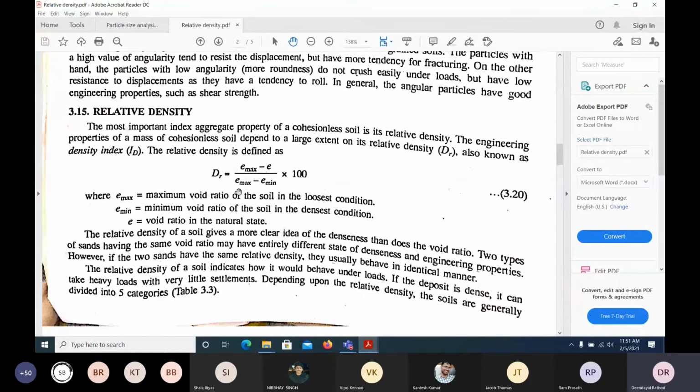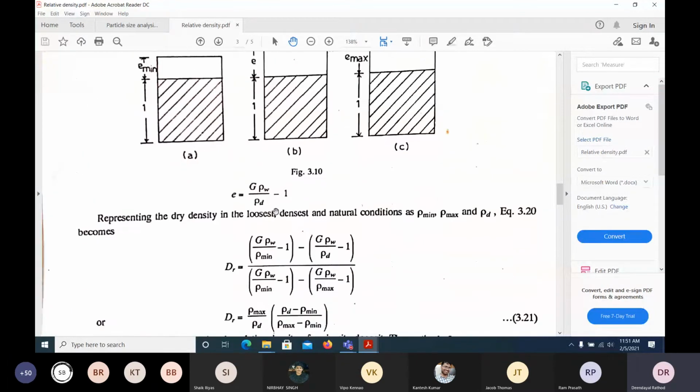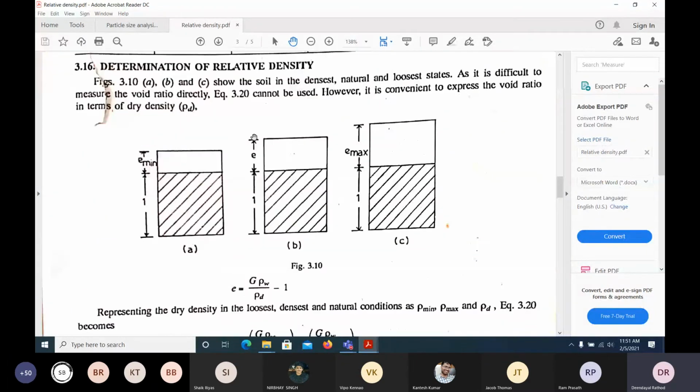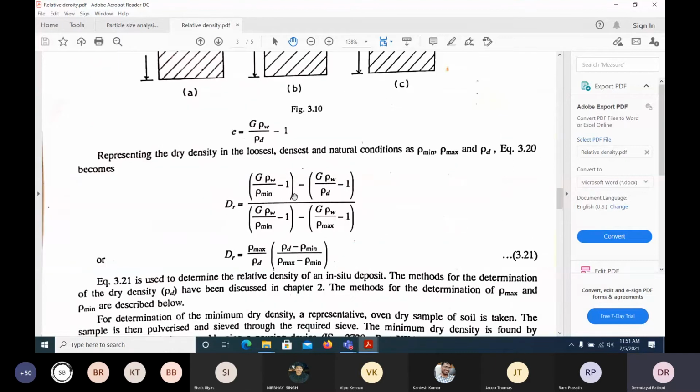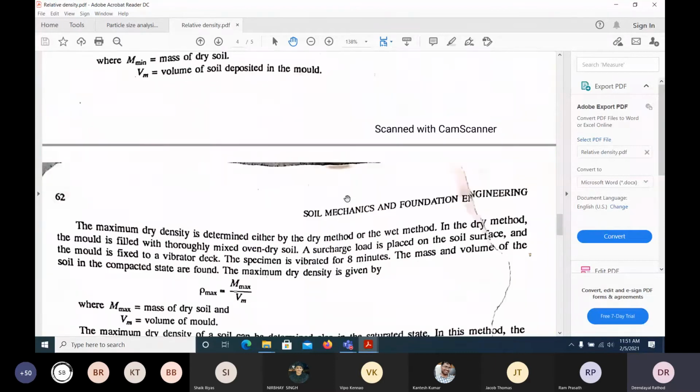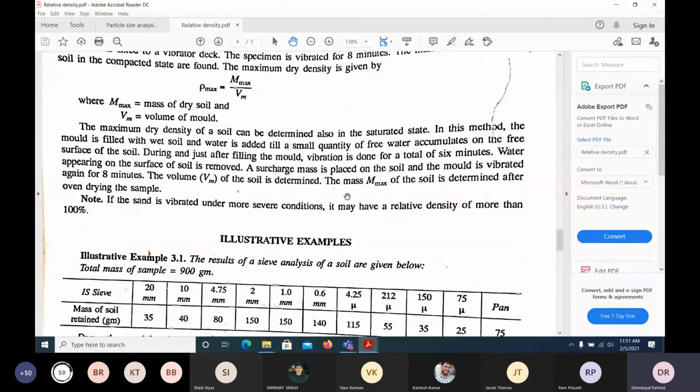This is the definition for the relative density. So relative density is, see, this is the maximum, this is natural, this is E minimum. Okay, so E we know, so we can get this formula, and from that we can find it out.